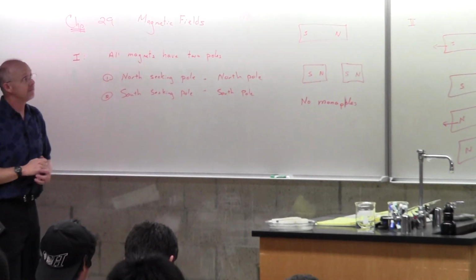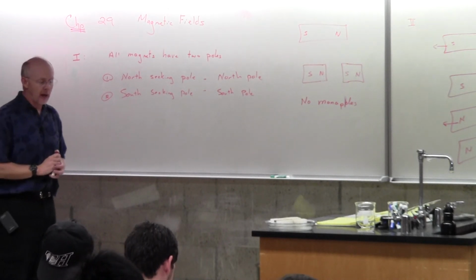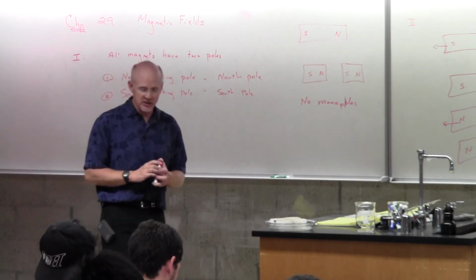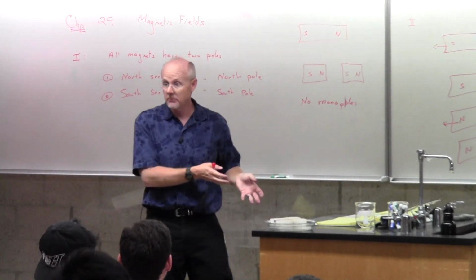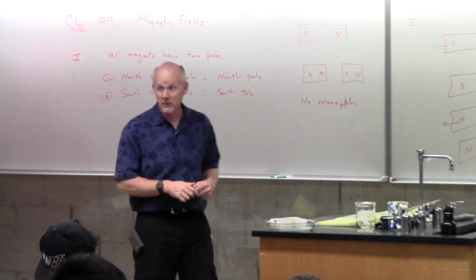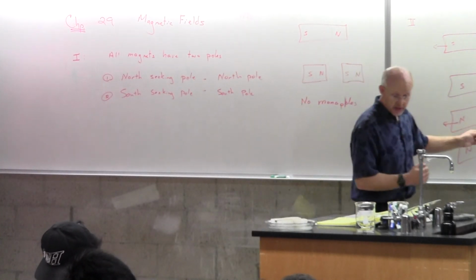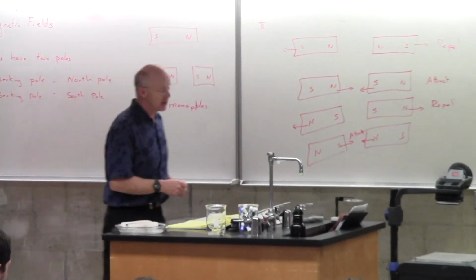Where did the work come from that allows that magnet to do work? Oh, when it was made, it was made by doing work on it, putting it in a magnetic field, heating it up, cooling it down. Yeah. Okay. So this is our magnetic forces.